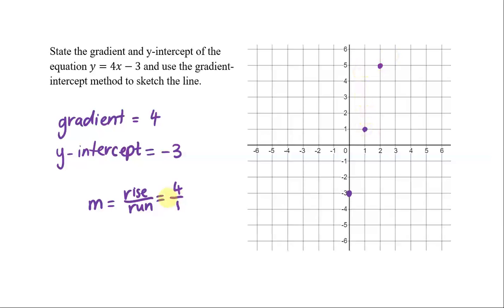Now you have to be careful. If our slope was negative, instead of going up, we would go down 4 and across 1. So a positive slope means we go up and a negative slope means we go down for our rise. We've plotted our 3 points. So we connect them with a nice straight ruled line, arrows on the ends, and we write the equation on the line. Y equals 4x minus 3.